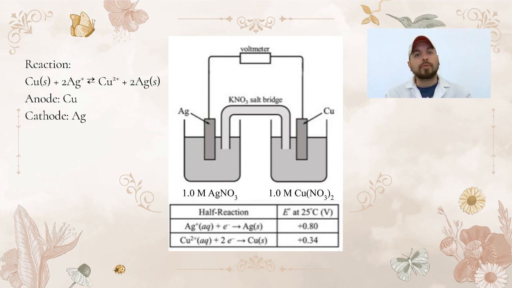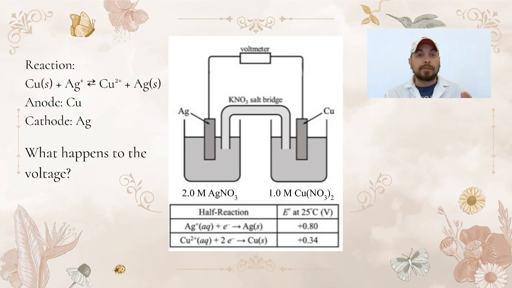So now what happens when we start changing concentrations? Let's take a look at this. I've now doubled the concentration of the silver ions from 1 molar to 2 molar. It's a non-standard battery now. It's a concentration cell. So let's take a look at what that might do to the voltage. Where are silver ions? What do they do when you change them? Take a look. Make a prediction. Pause the video if you need to, and we'll talk about it.